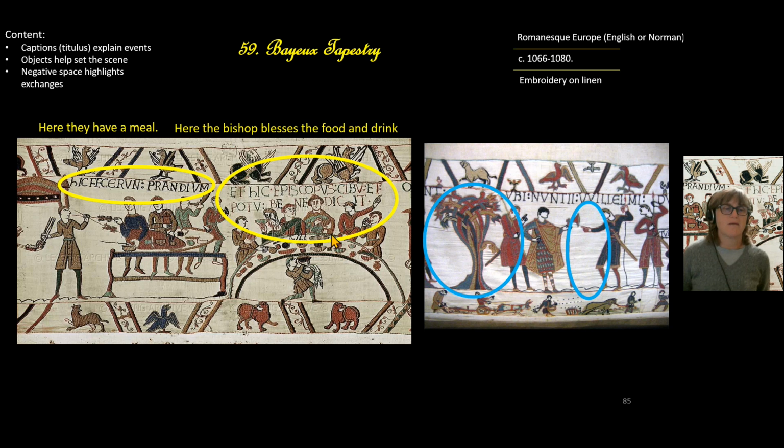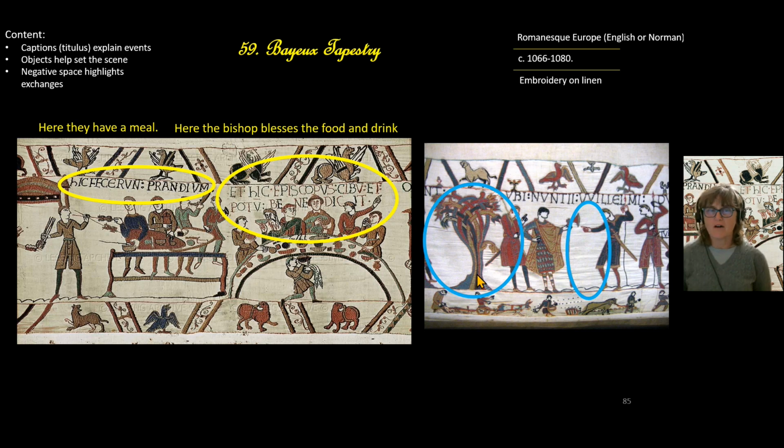And if there's any doubt about what's happening in these scenes, there are captions called titulus from Latin, which is where we get the word title. And so here's one caption that says, "Here they have a meal." And this one says, "Here the bishop blesses the food and drink." In addition to captions that direct our understanding of the Bayeux embroidery, in between each of the 75 scenes, there are these really funky trees. So we know, oh, there's a start of a new scene.